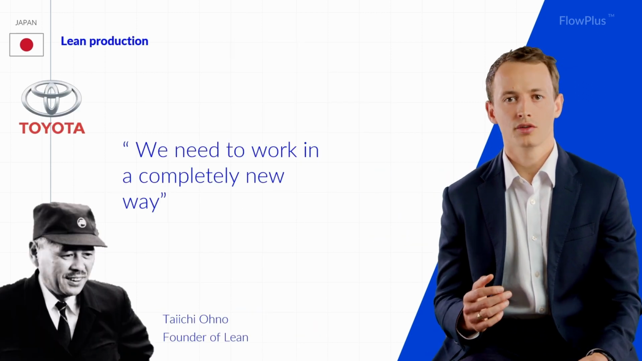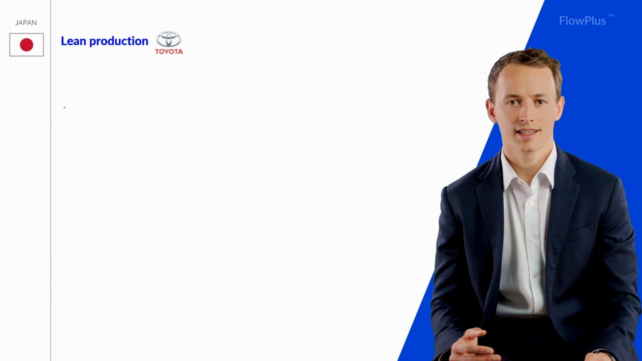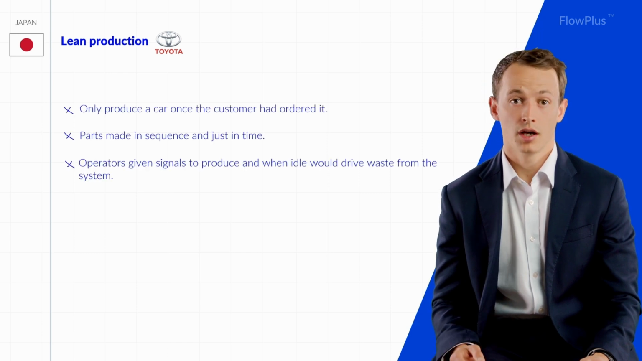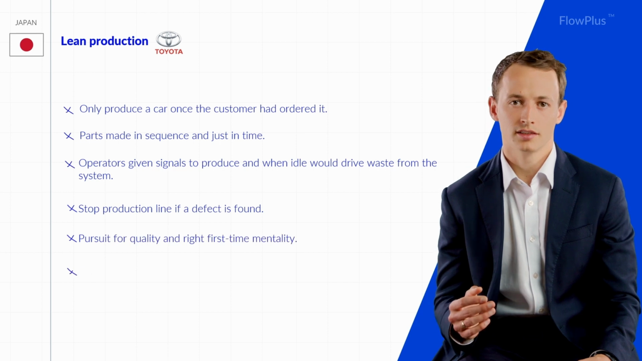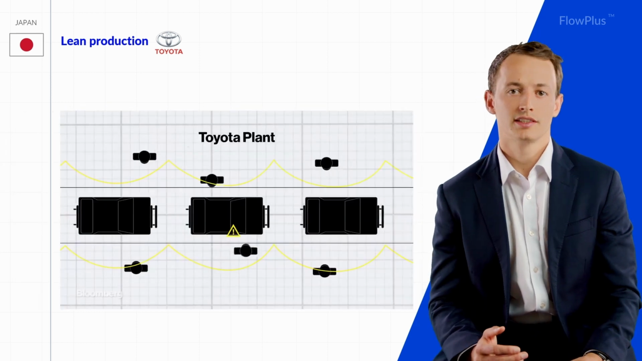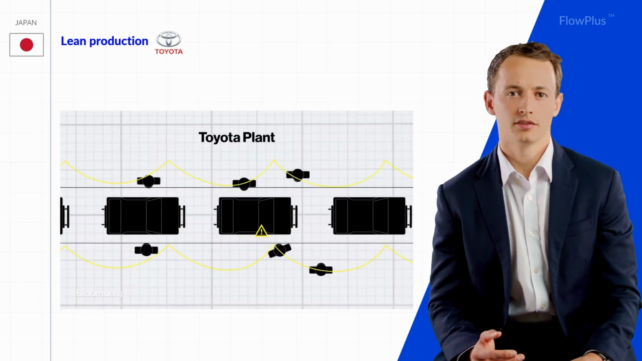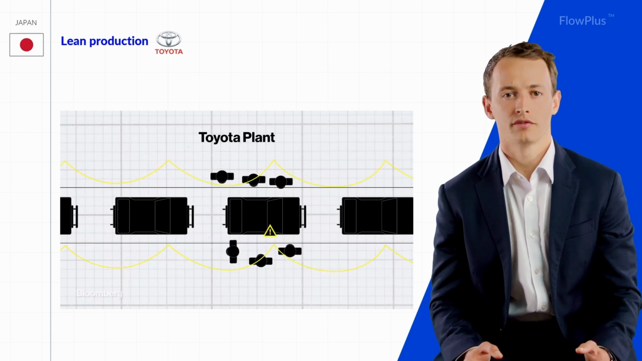Instead of having unordered cars taking up space and depreciating in the parking lot, cars were made at the exact same rate as demand. A mentality of rework was replaced with a pursuit of quality. Operators took pride in what they were doing, stopping the production line if they found a defect. Each defect was treated with care, and operators would problem solve to find and solve the origin of the problem.